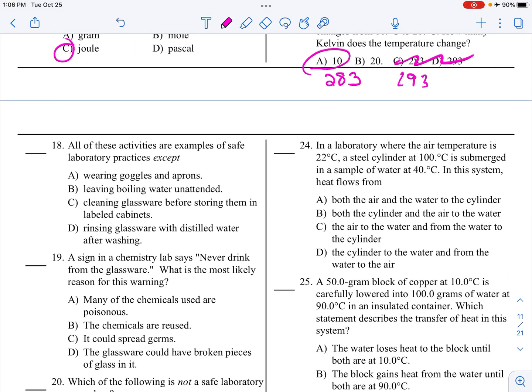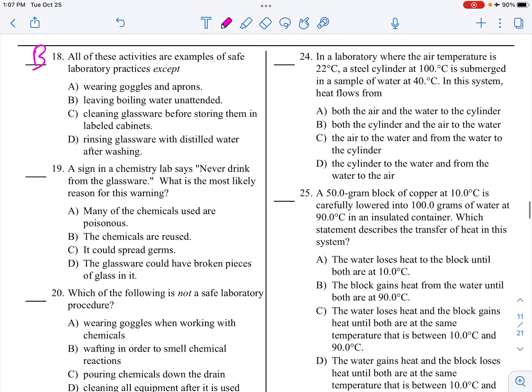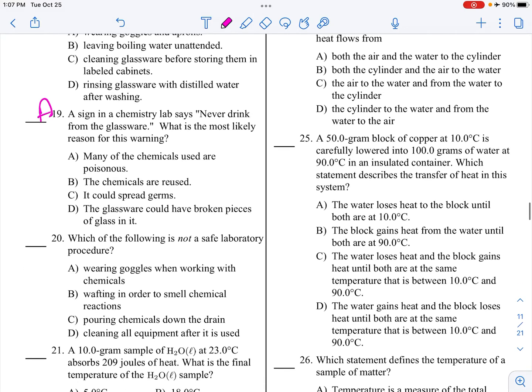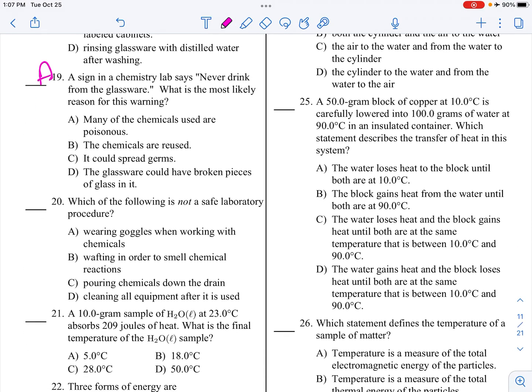What is not lab safe? Leaving things unattended. Why should you not drink from glassware? Chemicals are poisonous, yes. Which is not lab safe? Again, wearing goggles is safe, wafting is safe, chemicals down the drain.